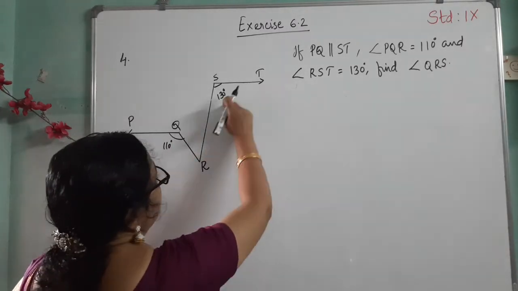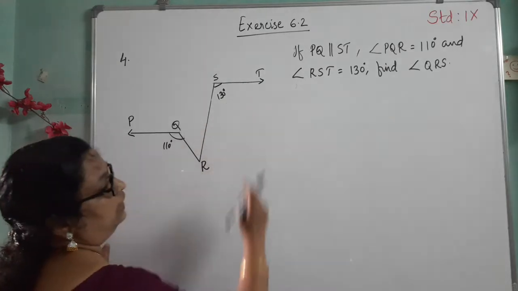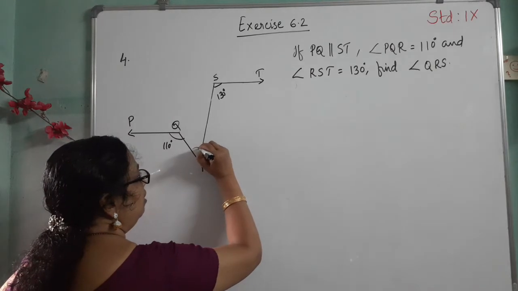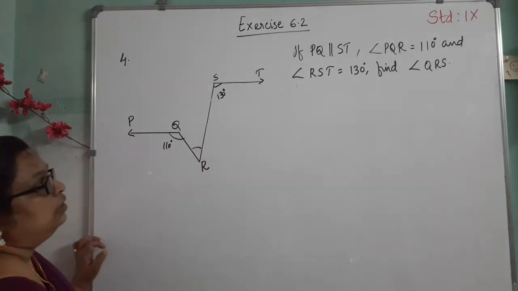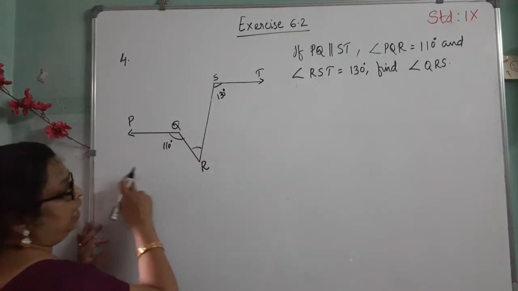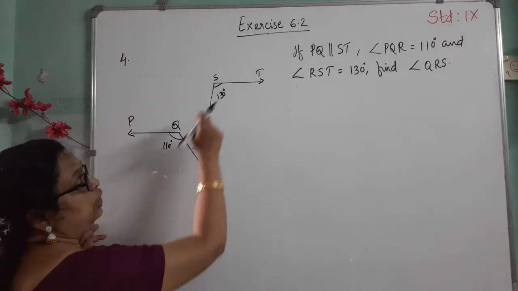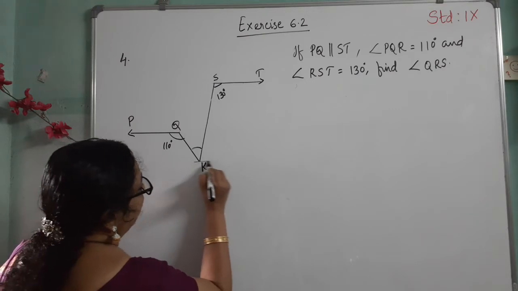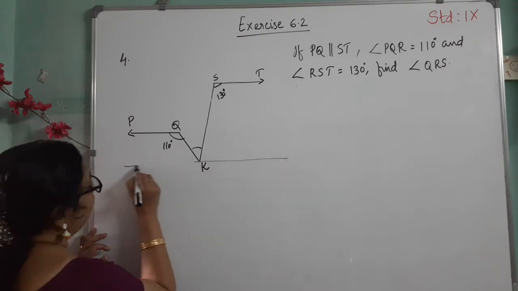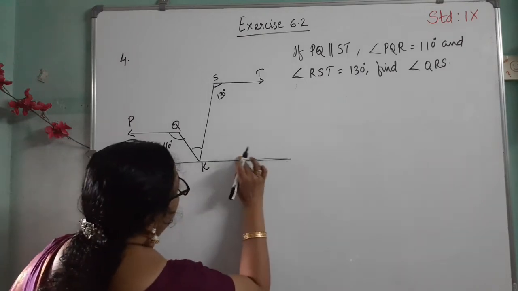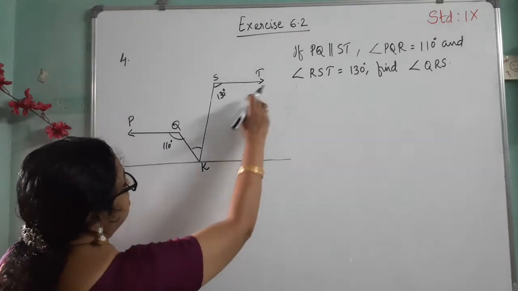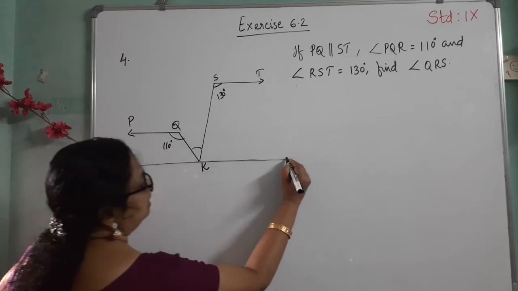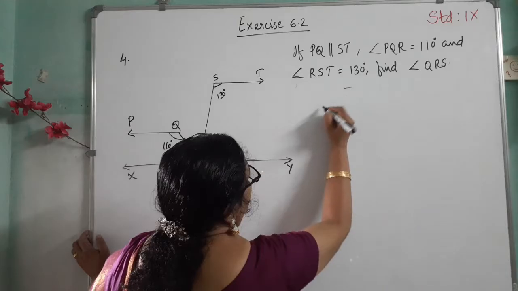And fourth question, if PQ is parallel to ST and angle PQR equals 110 degrees and angle RST, this angle, equals 130 degrees, find QRS, that is this angle we want to find out. For that we can construct a line parallel to both PQ and ST through R. That is, through R we can draw a line parallel to ST and PQ. That will be X and Y here.